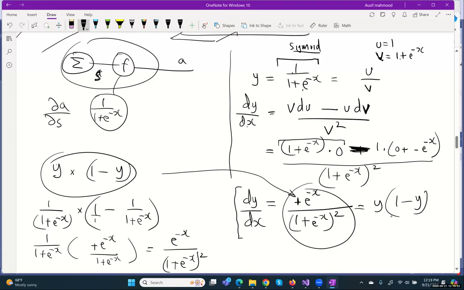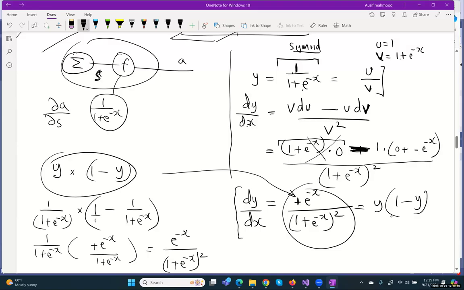To find dy over dx, we can treat it as u divided by v. In math, if you are given a numerator, a denominator, and you have to find dy over dx, this is the formula: v du minus u dv over v squared. So as we plug in, u is 1 in our example, the numerator, v is the denominator, which is 1 plus e to the minus x. du is the derivative of 1, which is 0, so this part cancels out.